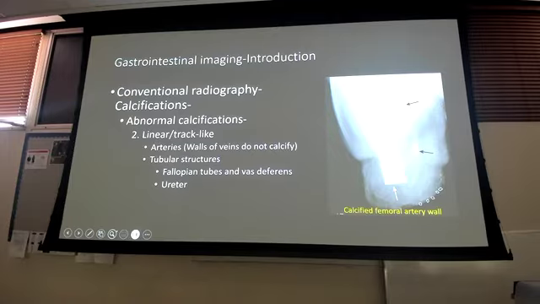I've had this confused before. So, white arrow is the femur. The white arrow is not the artery. The black arrows are the femoral artery, and the red arrows, that artery wall is starting to calcify, right? This can still happen to ureters and fallopian tubes. Any tubular structure that starts to calcify, right? A linear or tract-like structure.